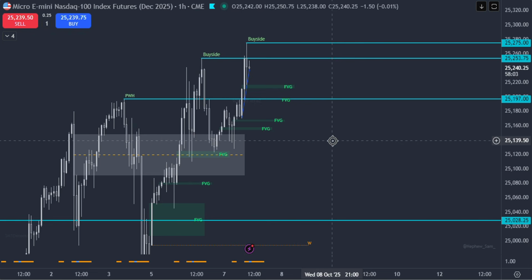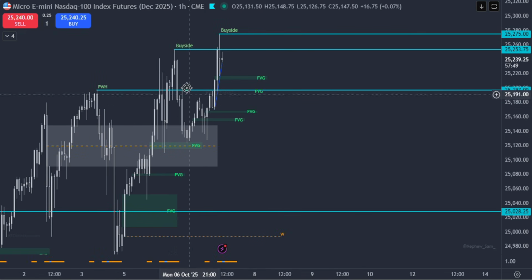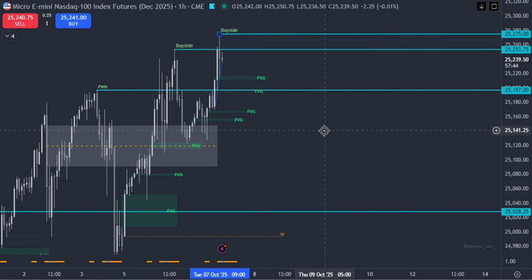The market works off of internal liquidity and external liquidity. I have a video on that too, so look at that video. Internal liquidity, external liquidity. We come, we rebalance, we target external liquidity. We're gonna come, rebalance, we're gonna target again external liquidity.